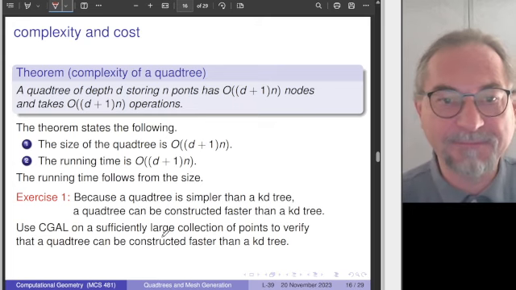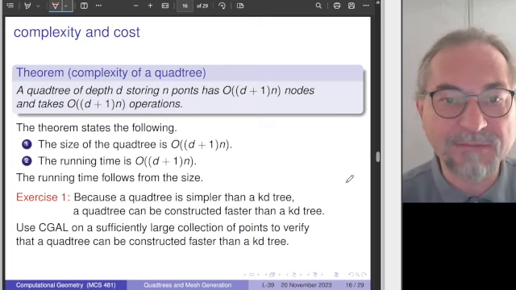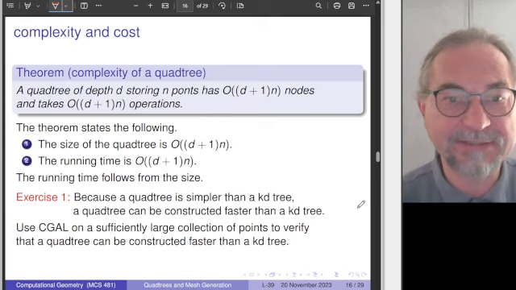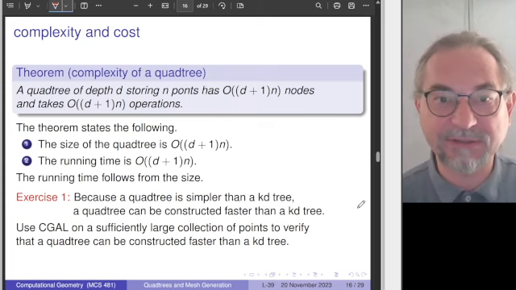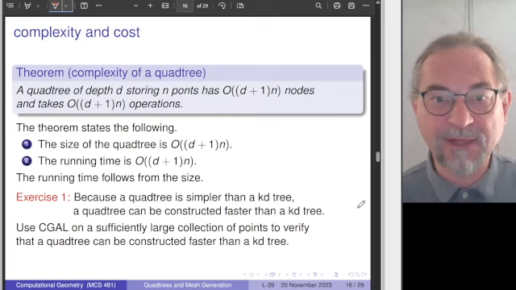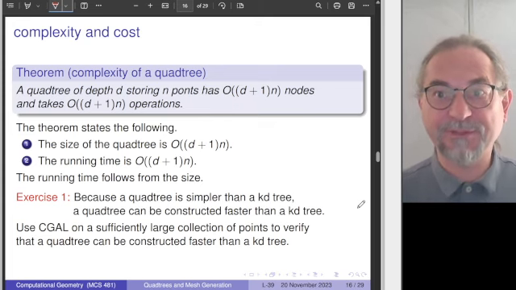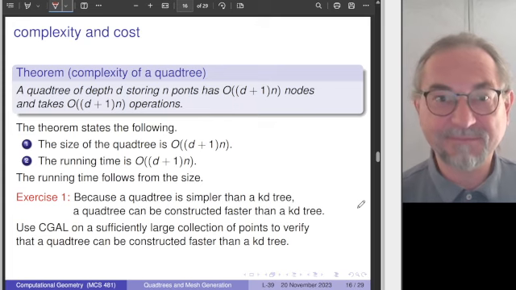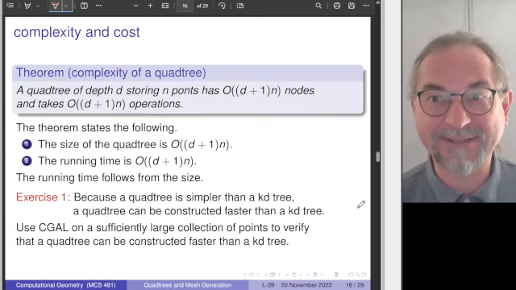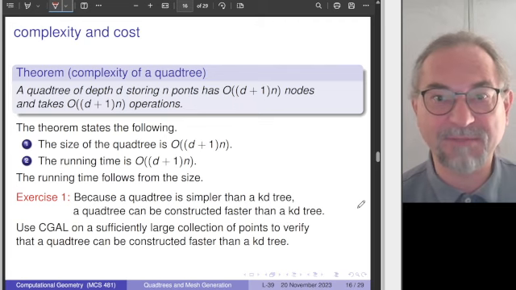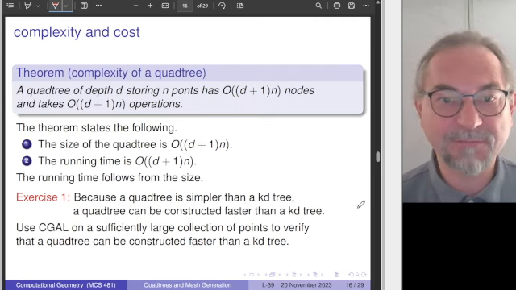Okay, the theorem states the size of the quadtree and also states the running time. So it's a simple data structure, very good as a first take on mesh generation.